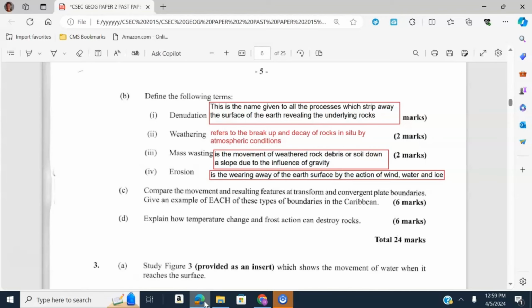Then we have weathering, and weathering refers to the breaking up and decay of rocks instituted by atmospheric conditions. While mass wasting is the movement of weathered rock debris or soil downslope due to the influence of gravity. Erosion is the wearing away of the earth's surface by the action of wind, water, and ice.